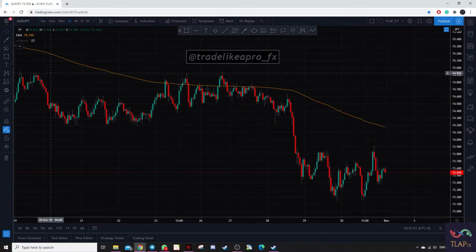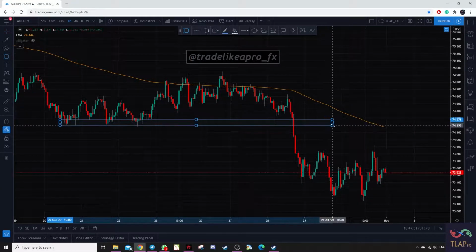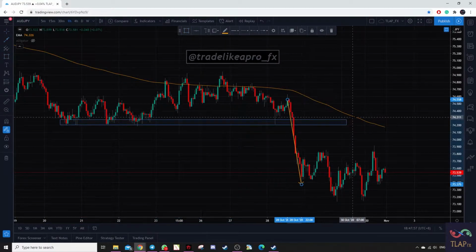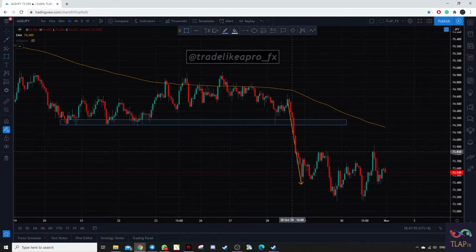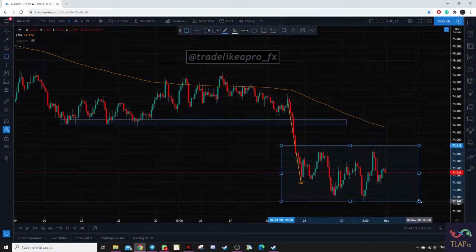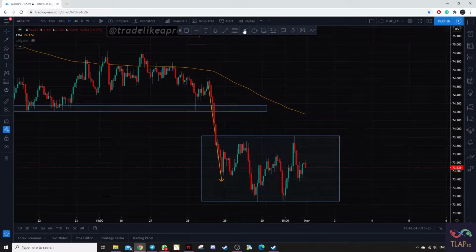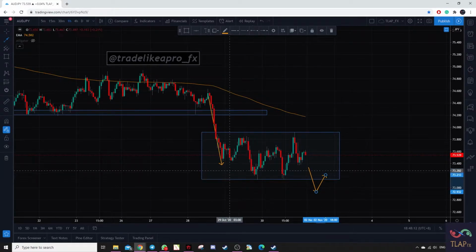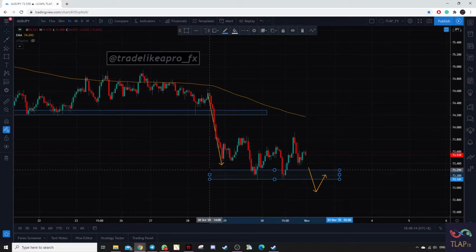Next up, we have Aussie Yen. You can see that prices broke this level of structure, made a push phase downside, and right now prices are just consolidating within this range over here. So typically, we look for a breakout on either direction. We can expect prices to break this level for trend continuation and find a potential short around this zone right here.